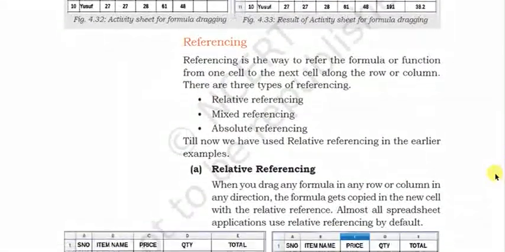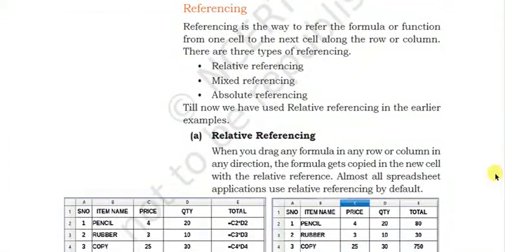Now, a very important term is referencing. Whenever you want to create a project in a spreadsheet, referencing is very important. Referencing is the way to refer a formula or function from one cell to the next, along the row or column. There are three types of referencing: relative referencing, mixed referencing, and absolute referencing. Okay.